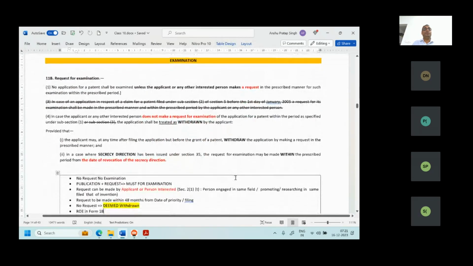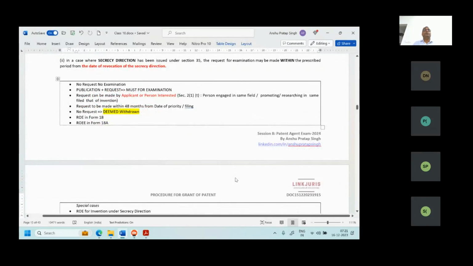Then comes examination. One basic thing is no request, no examination. Once the publication plus request, then publication plus request for examination is necessary to initiate the process of examination. Request can be made by any applicant or person interested. Please remember that request for examination can be filed by interested person also. As I told you, person engaged in same field, promoting, researching anything, he is a person interested.